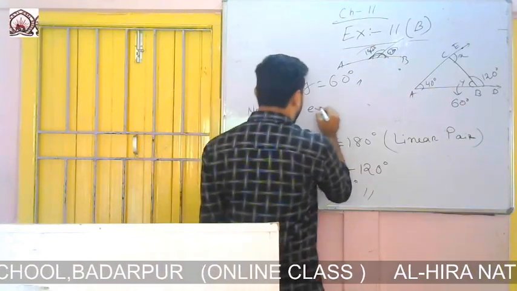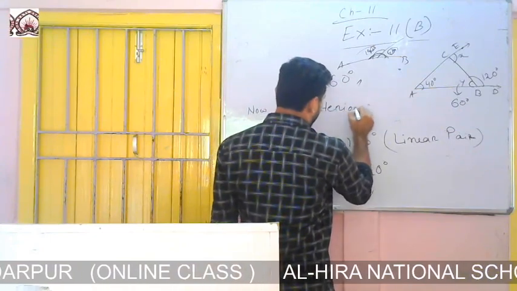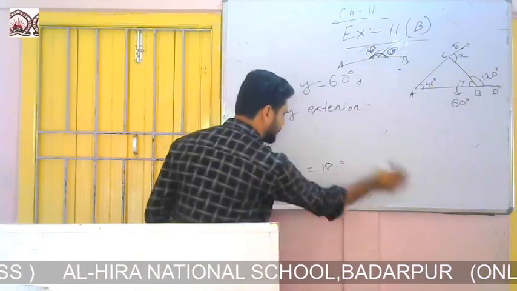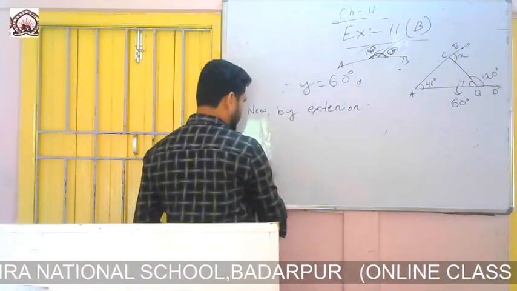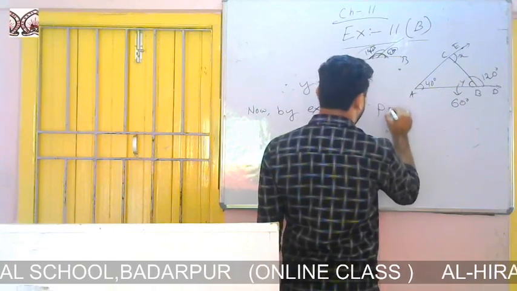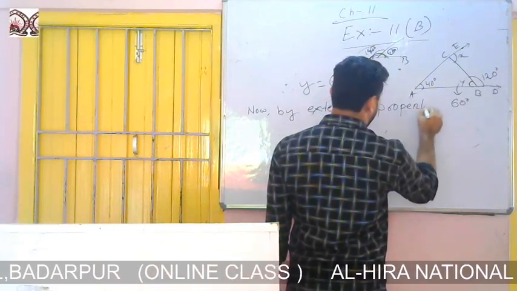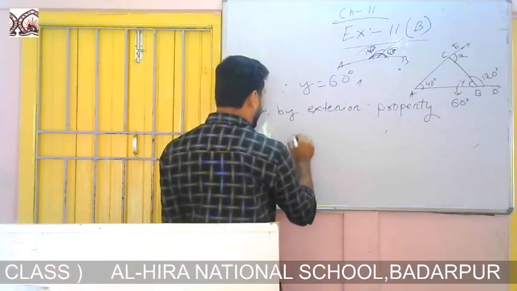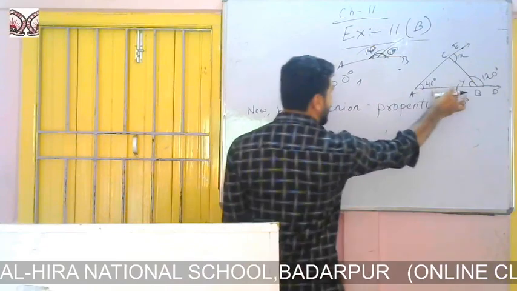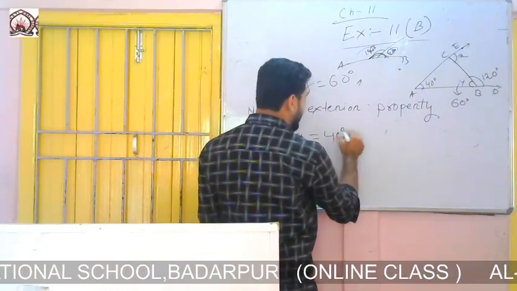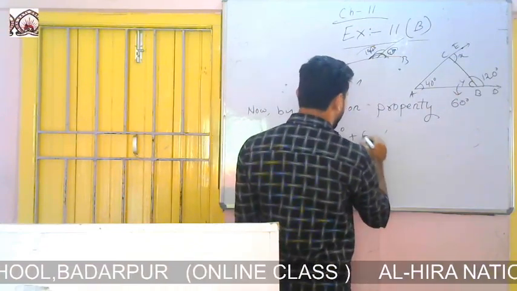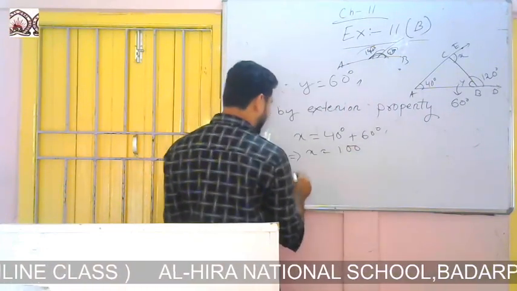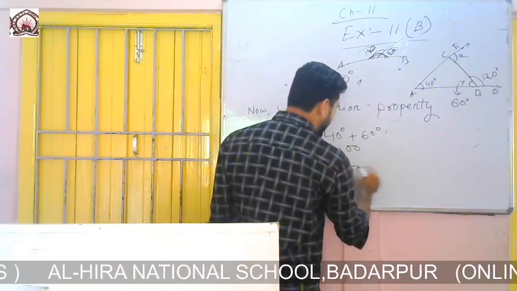Now, by exterior angle property, I can write what? X equals to what? The sum of the two interior opposite angles. That means 40 degrees plus 60 degrees. Then we will get what? X equals to 100 degrees. Therefore x equals to 100 degrees.